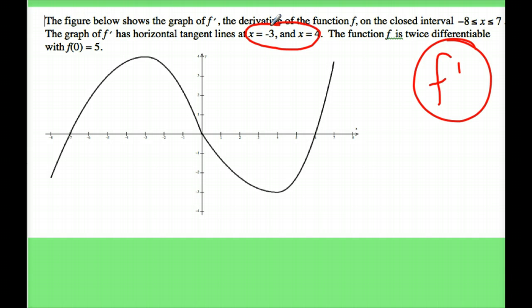So x is equal to negative 3, there's a horizontal tangent. And at x is equal to 4, there's a horizontal tangent. And we know that if it's a horizontal tangent, that means my slope is equal to 0. It says it's twice differentiable, which means I can take a first derivative and a second derivative, and it's telling me that my original graph has to start at f of 0 equals 5.